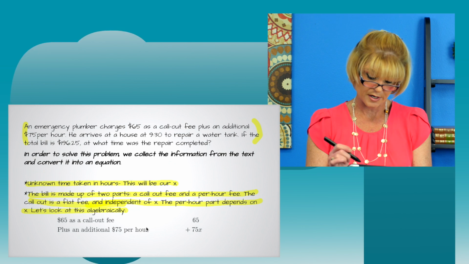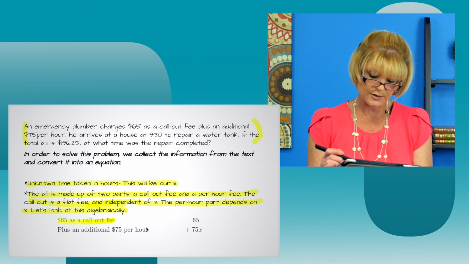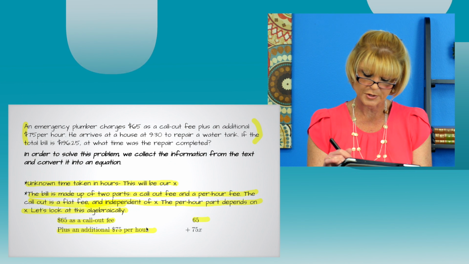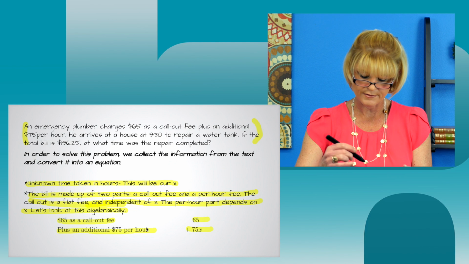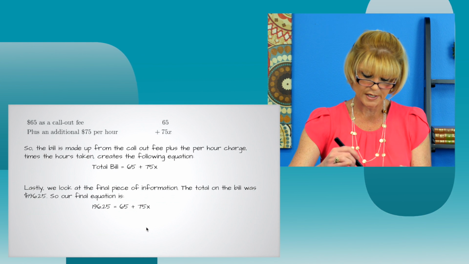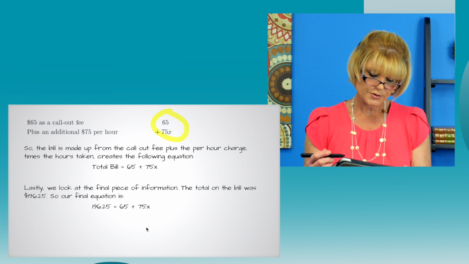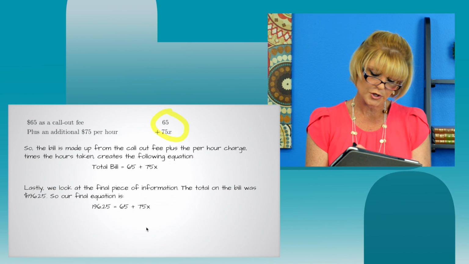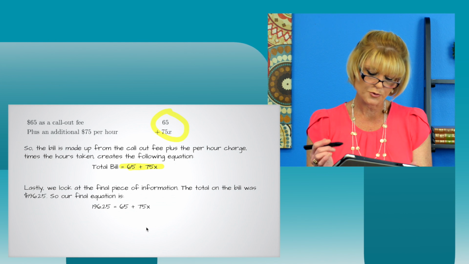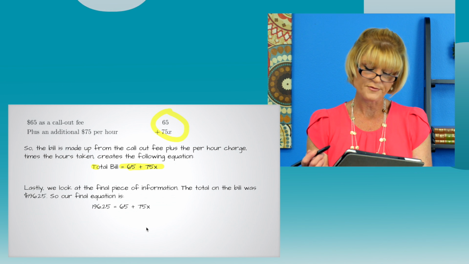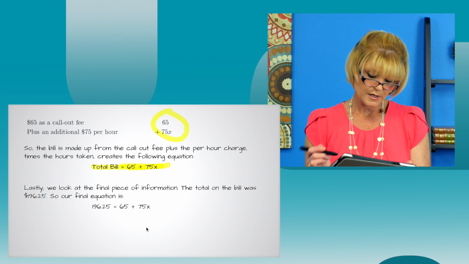So let's look at this algebraically. $65 as a call-out fee, we'll just say that's 65, plus an additional $75 per hour, we'll call that plus 75x. Okay, there's the problem again written, what we've done so far. So the bill is made up from the call-out fee plus the per-hour charge. So this creates the following equation: the total bill equals 65 plus 75x.